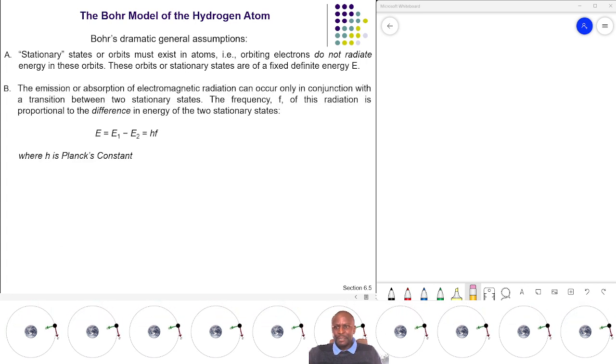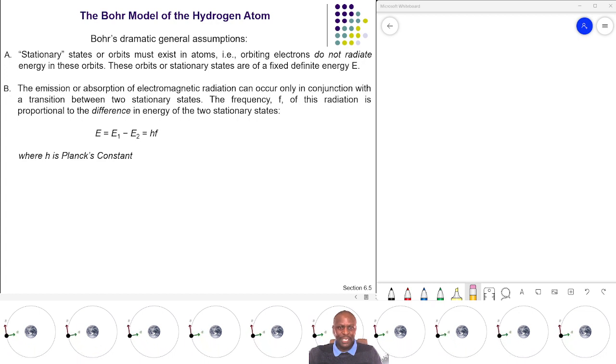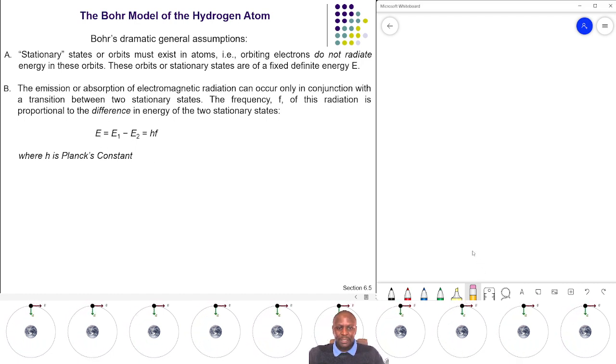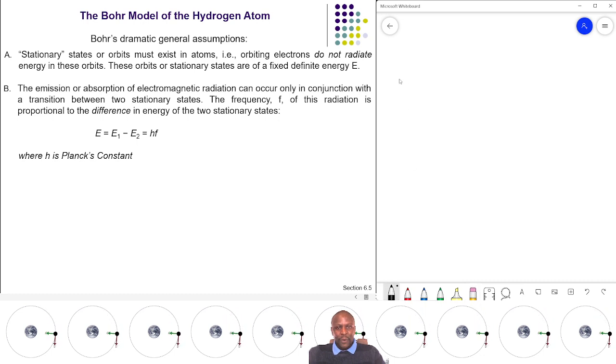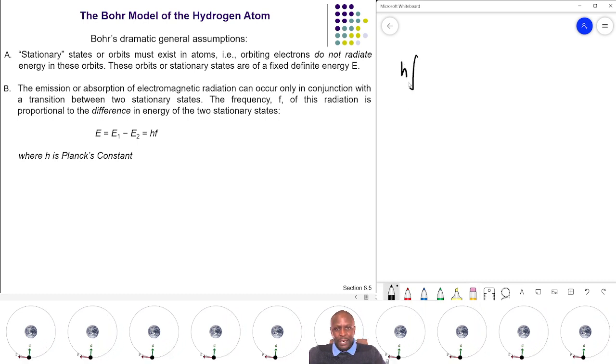Now, the second assumption is the fact that the emission or absorption of electromagnetic radiation can occur only in conjunction with a transition between two stationary states. The frequency f of this radiation is proportional to the difference in energy of the two stationary states, which is just given by this equation here. And I'm sure that you still remember this equation, where you have hf, and h is the Planck's constant and f is the frequency.